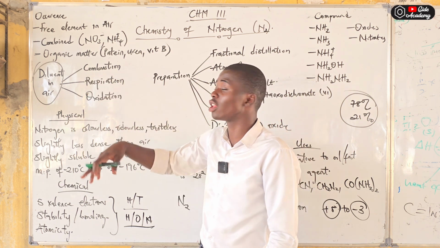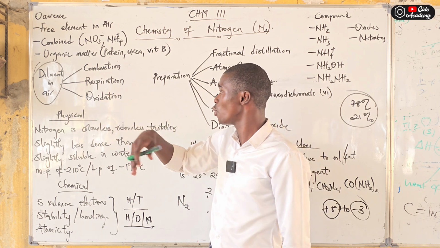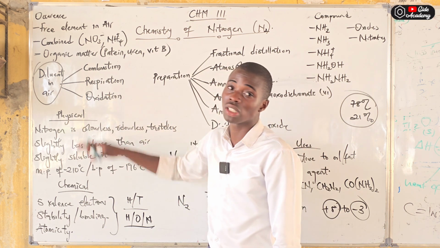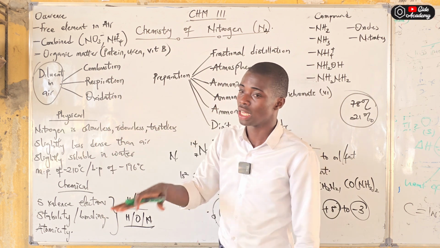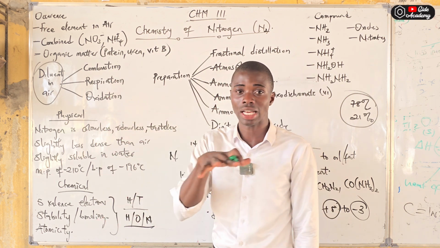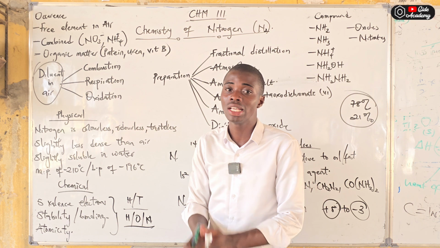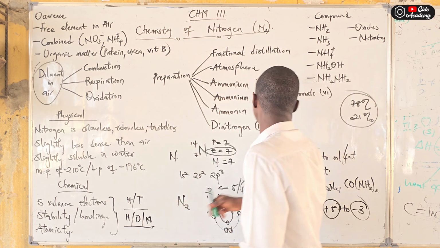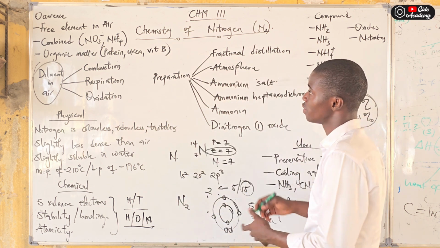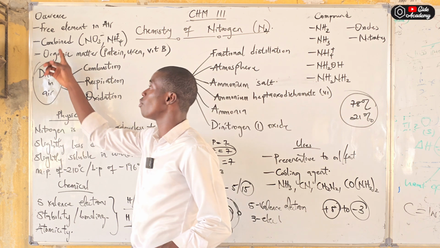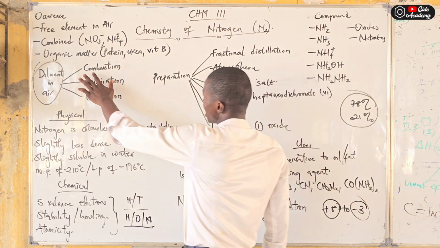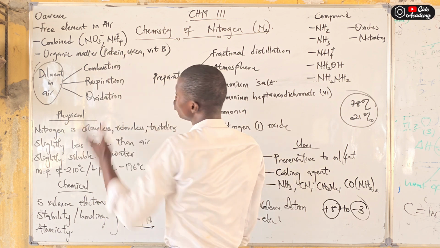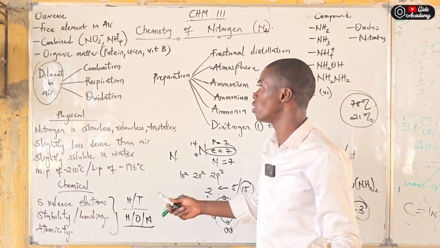So then you are going to hear a lot of combustion, respiration, and what? Oxidation. So nitrogen actually dilutes the power of combustion, respiration, and oxidation in air. Please take note, it is 78% in the atmosphere. Then it also acts as a combined form. Nitrogen can also be seen in a combined form as a nitrate or what? Ammonium ion, maybe as a salt or anything.